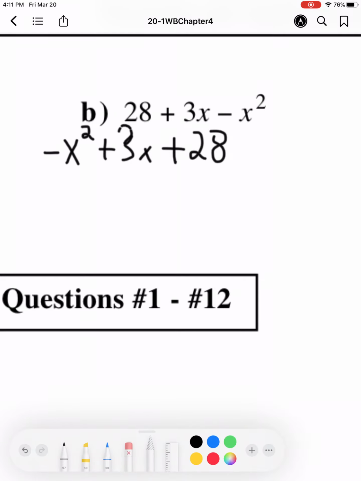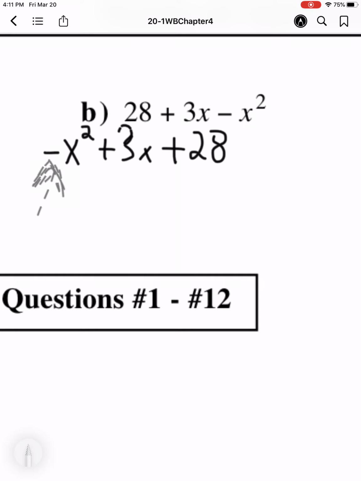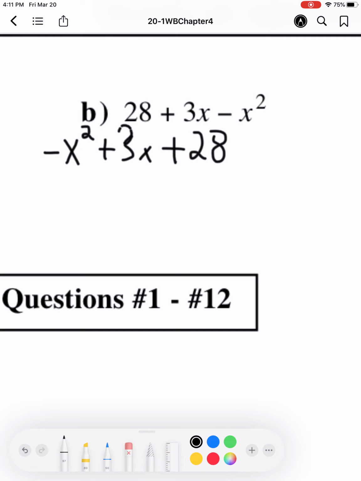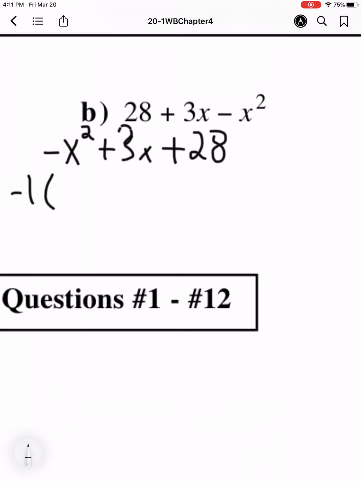Remember that this number needs to be 1. Is this 1? The answer is no. This is negative 1. So we have to make it 1 by factoring out a negative 1. We can always take a negative 1 out. So let's take a negative 1 out. That's going to change the signs of everything. Minus 3x minus 28.